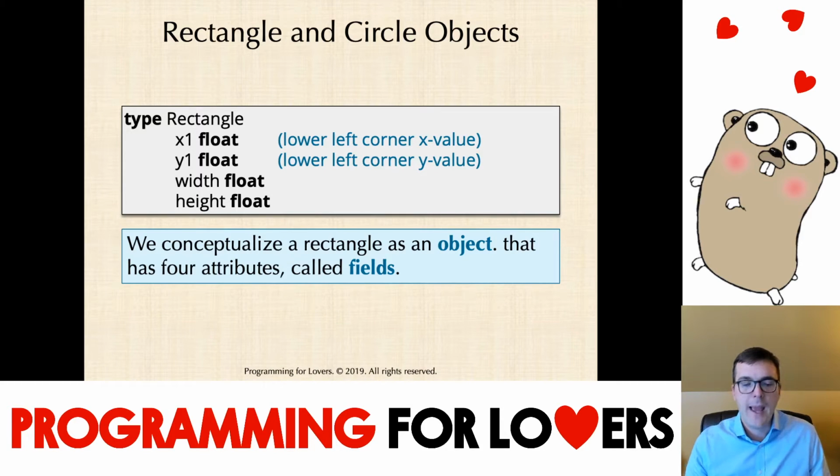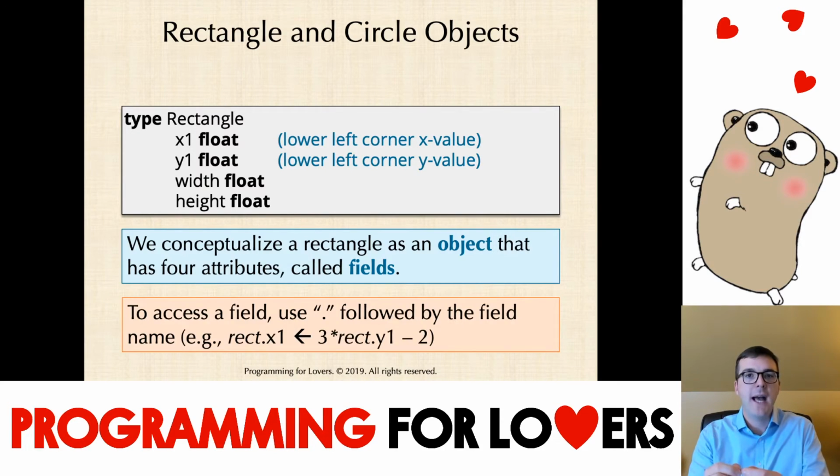And if I want to access the fields, then I will use a dot. So if I have a rectangle variable, I will use a dot following the variable name, and then access the appropriate field. So if rect is the name of a rectangle, then I can get that x coordinate with rect.x1, and say I want to update it to equal 3 times the y coordinate, rect.y1, and then subtract 2. That would be the way that I would access these typically in practice.